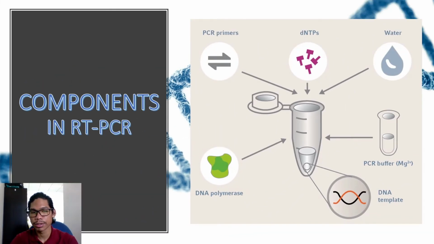So what are the components of the RT-PCR? First, the NTPs, which allow the extension of the DNA primer strands. Second, PCR primers, which serve as the initial foundation for the DNA replication process. Third, DNA polymerase to synthesize the complementary DNA strands.